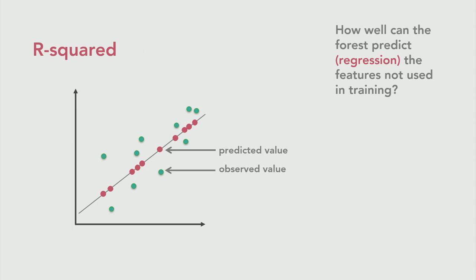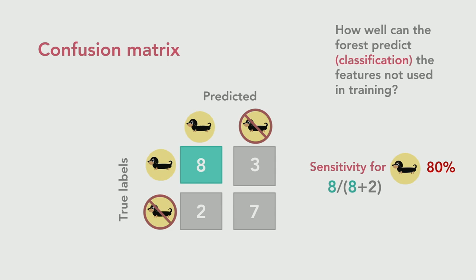So if you're predicting a regression, then you get an R-squared value. And the R-squared value is going to compare how far from the observed values your predicted values are. And when you're performing classification, you're going to get what's called a confusion matrix. And the confusion matrix is going to give you two different measures, sensitivity and accuracy.